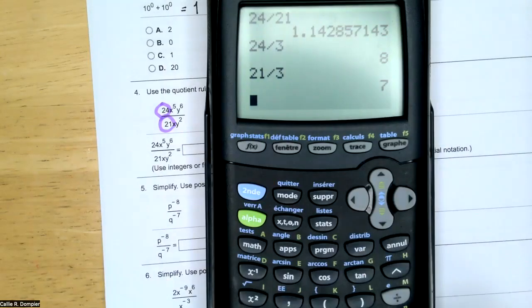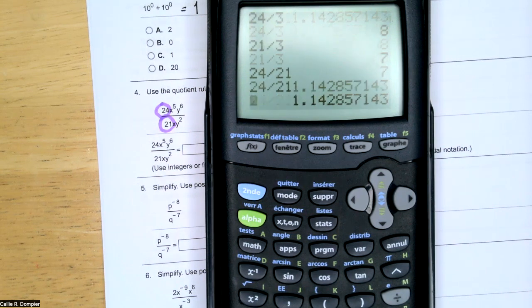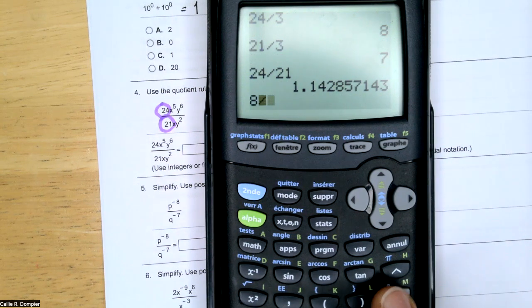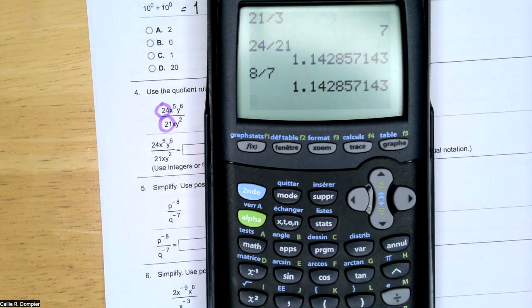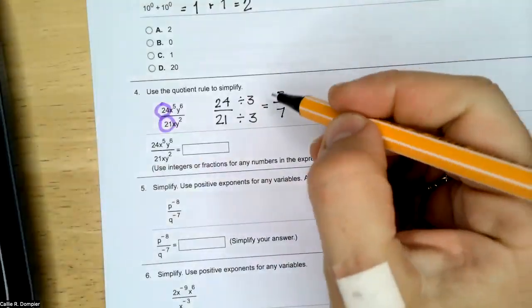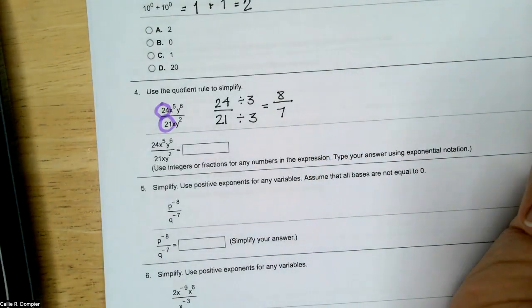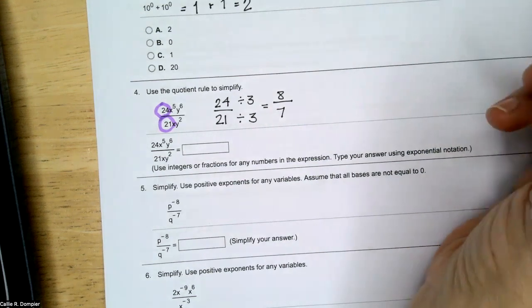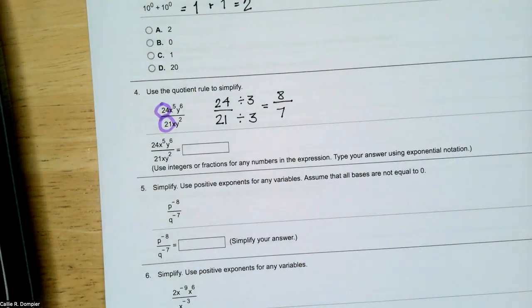You can check that on your calculator. 24 over 21. I know we just did it, but I'll type it in again. And 8/7 should give you the exact same decimal in your calculator. But we want to leave it in fraction form. Don't worry about 1.412. That's just to check it. Good. So you can do your numbers separately.